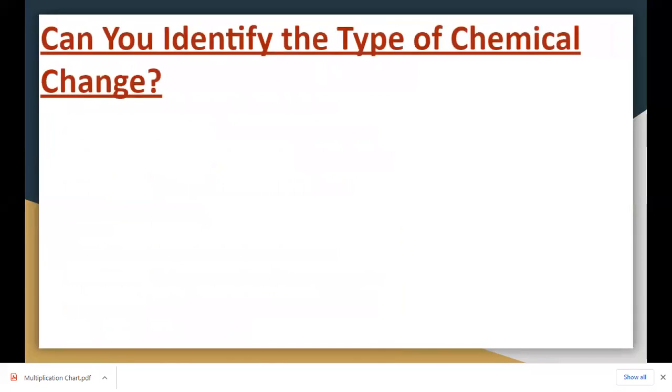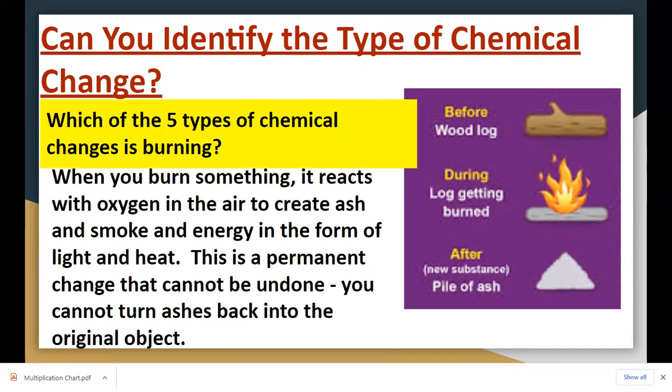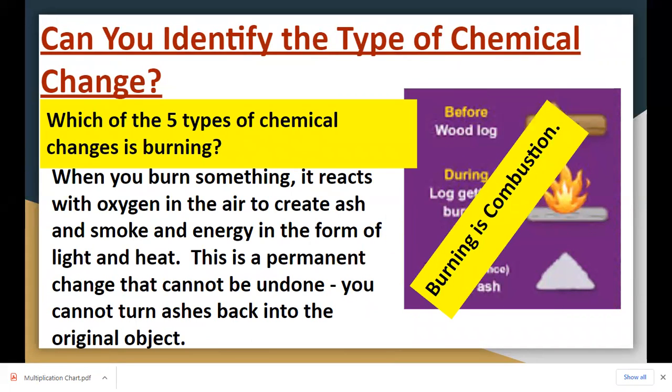Moving on. Can you identify the type of chemical change? When you burn something, it reacts with oxygen in the air to create ash and smoke and energy in the form of light and heat. This is a permanent change that cannot be undone. You cannot turn ashes back into the original object. That's a key to knowing it's a chemical change. And then which of the 5 types of chemical changes is burning considered? Of those 5 types we just talked about, which one do you think it is? It's producing heat and light, so it must be, burning is combustion, right? It's combustion chemical change.